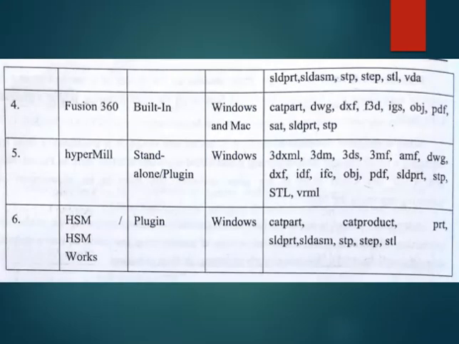Fusion 360 is built-in software. See the fourth one, Fusion 360 is built-in software. It operates in both Windows and Mac OS. And hyperMILL is combined standalone and also available as plugin software. And HSMWorks, HSM is Fusion 360. It is operated in Autodesk. It is also plugin software.